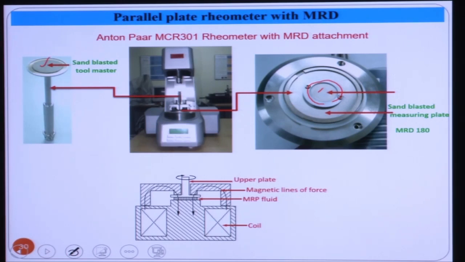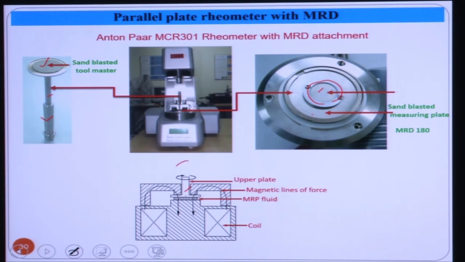It should be kept vertically by reversing its direction. So it is called the tool master. The top surface of this tool master is sandblasted. So this is the parallel plate, this is the top plate, and this is the bottom plate here. We are applying the magnetic field perpendicular to these parallel plates.